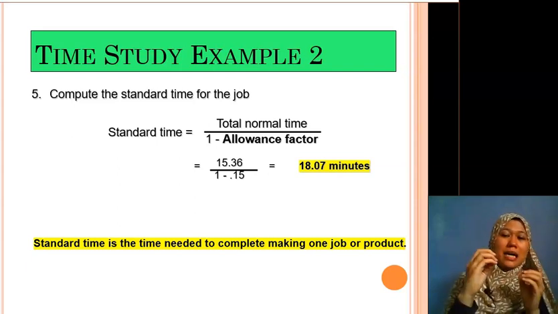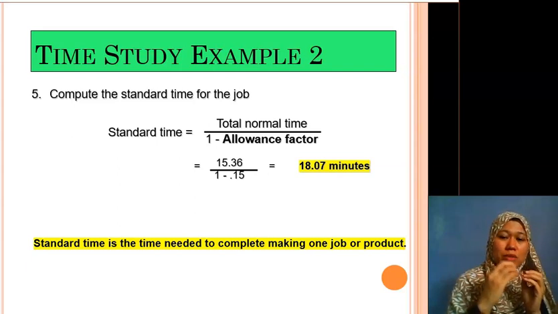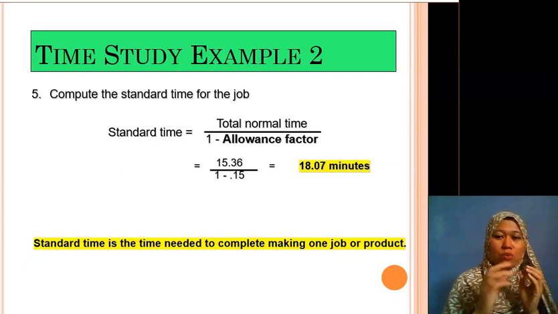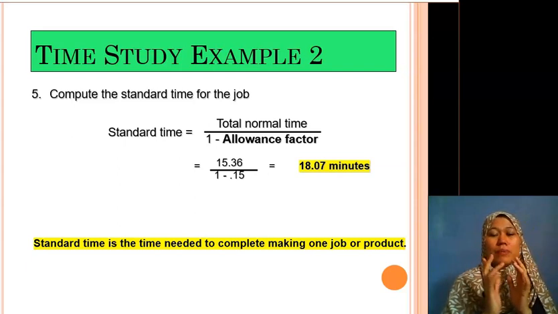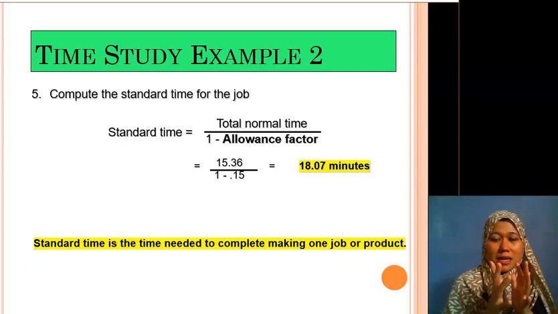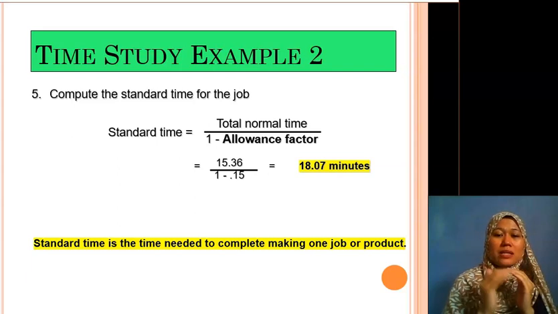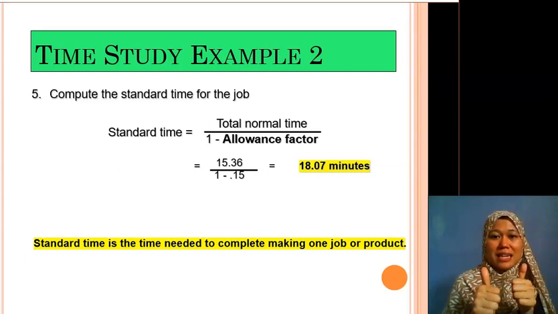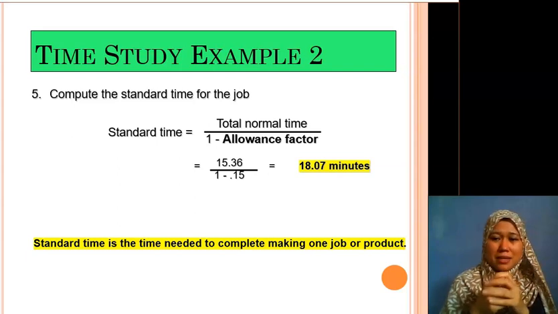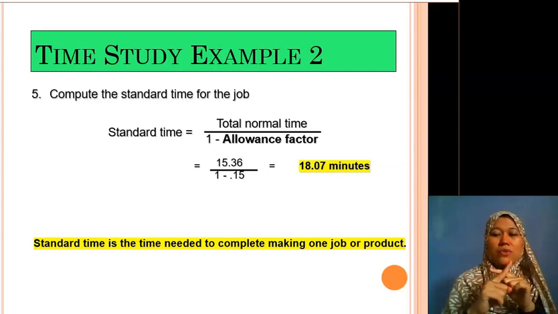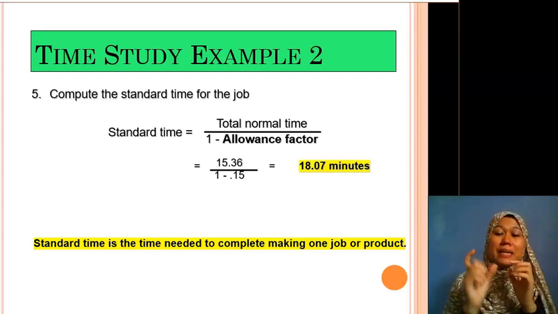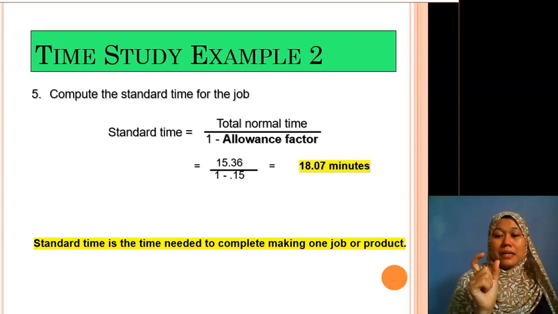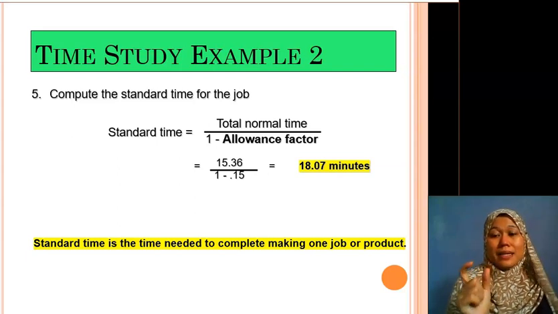So anybody who comes and has to do the same process needs to follow and obey that they need to complete within 18.08 minutes. What if they complete below 18.08 minutes? Then they are doing a good job because they finish faster than the standard time. But what if they finish at 20 minutes? Oh, that's not a good sign that you are doing a good job, because you exceed the standard time that has been set by the company.